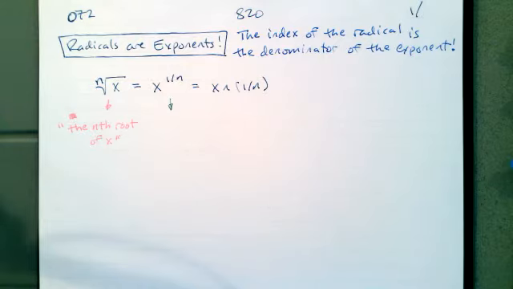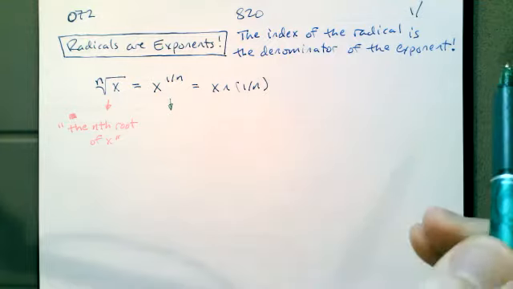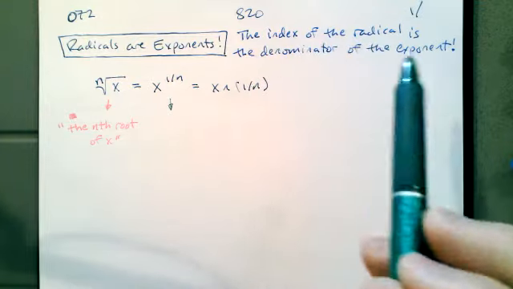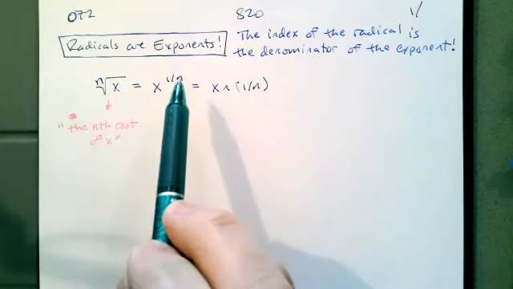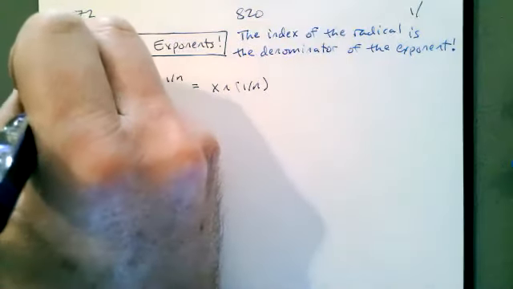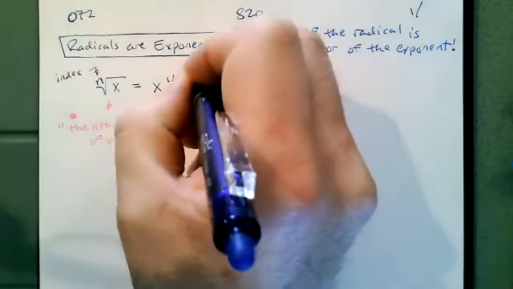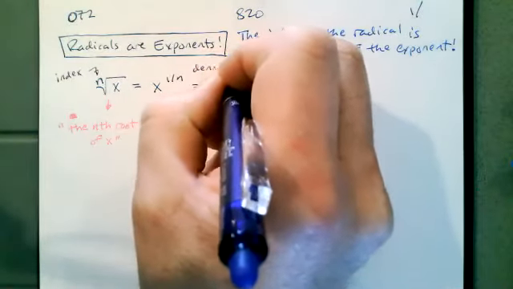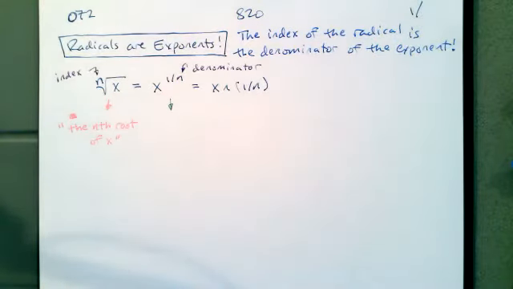So remember that the thing that I want you to walk away from this with, the thing that I want you to have is that the index of the radical is the denominator of the exponent. The index of the radical is the denominator of the exponent.